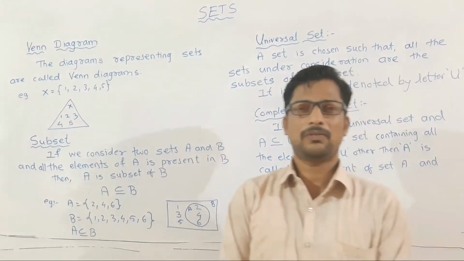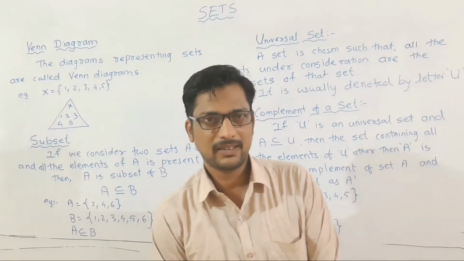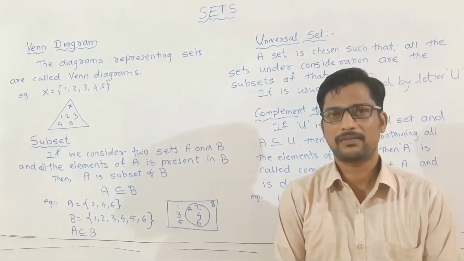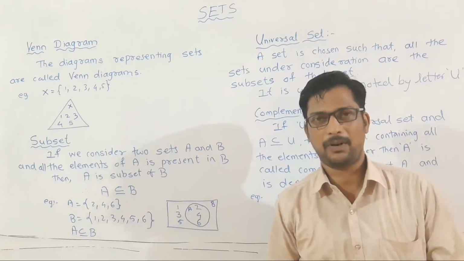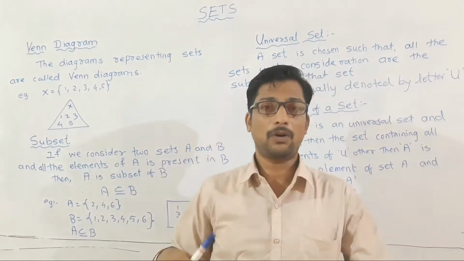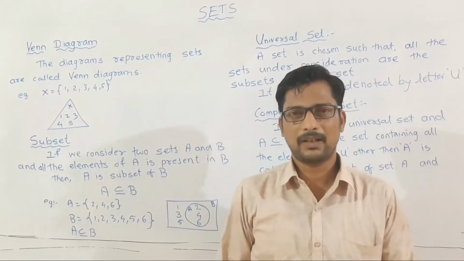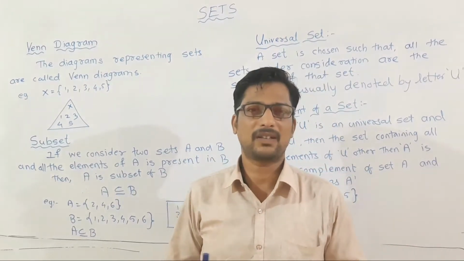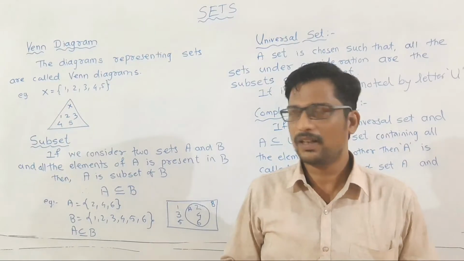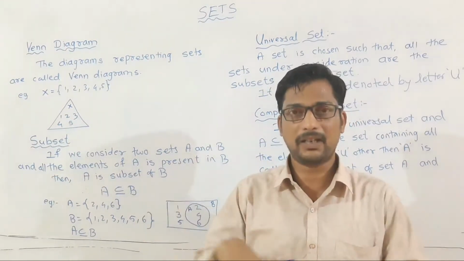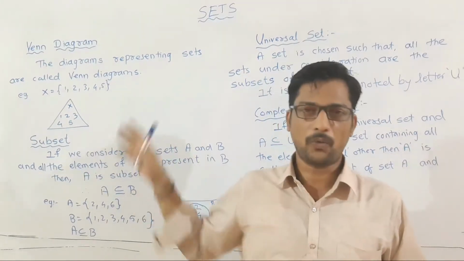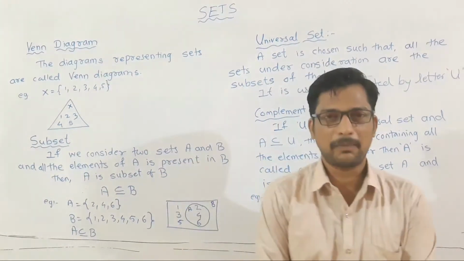Now why is the name Venn given? There was one British logician whose name was John Venn. Everybody knows that if we want to clear some concepts, then diagrammatic representation makes a lot of impact, isn't it? So that concept, diagrammatic representation, was first introduced by John Venn. Hence the name Venn diagram is given.